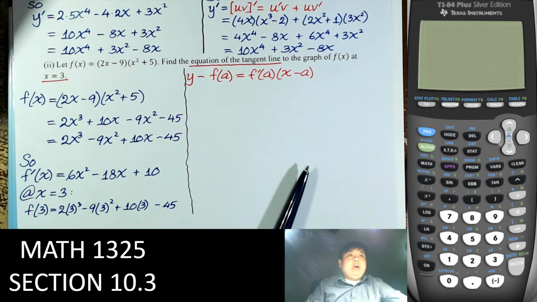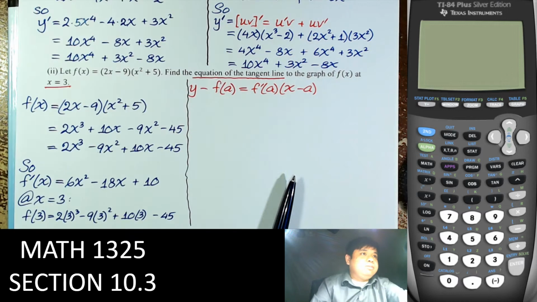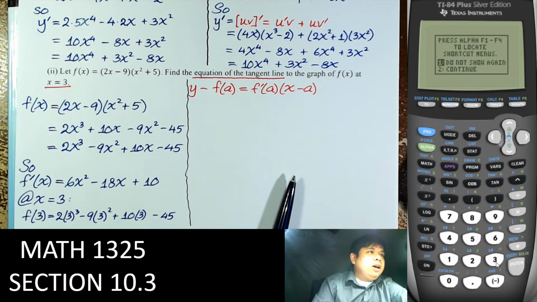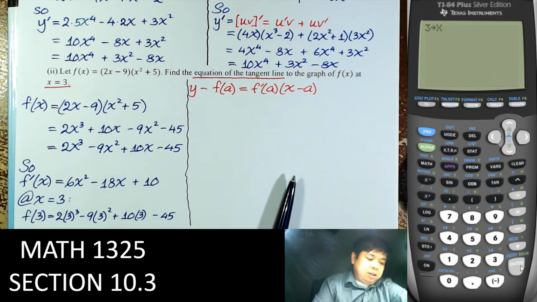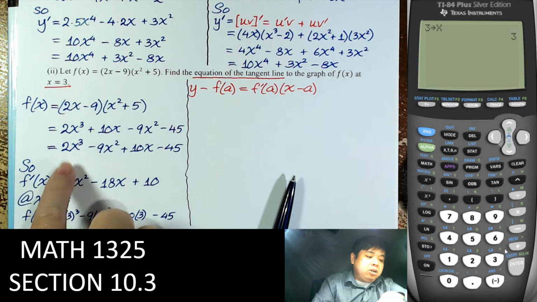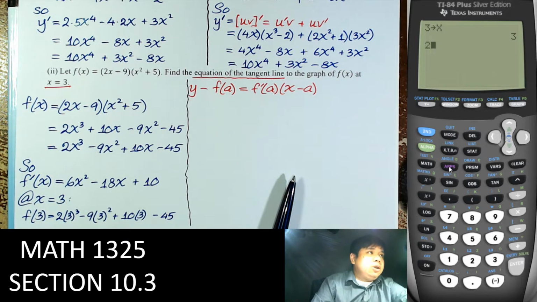Right, if we have a calculator, just do this. Take 3, store into x. So 3 equal to x, and then we evaluate this function: 2x cubed minus 9x squared plus 10x minus 45 gives us negative 42.